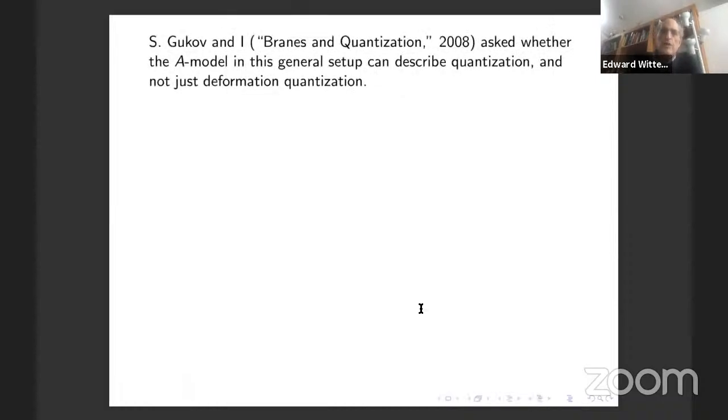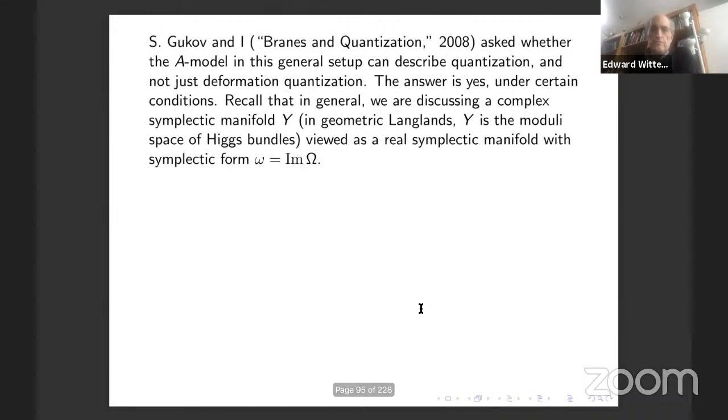Now, Gukov and I asked whether the A model in this general setup can describe quantization rather than just deformation quantization. In other words, I've told you how we can make the A model describe deformation quantization of the commutative ring of holomorphic functions. But can we make the A model describe quantization of something? The answer is yes, under certain conditions.